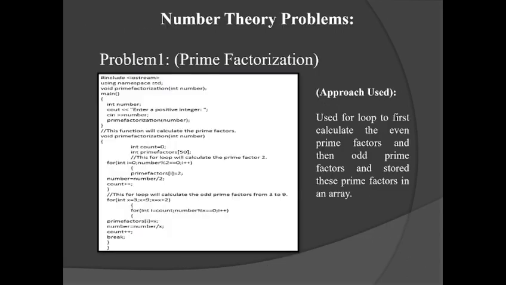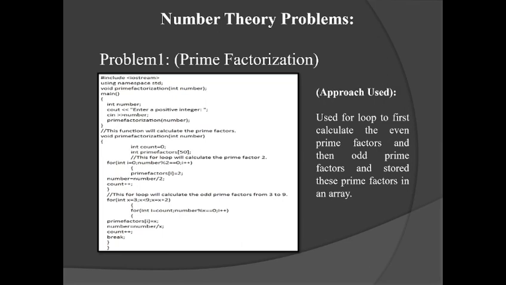Now I will explain the number theory problems. Problem 1 is to find the prime factorization. In this problem, I have to get a positive integer from the user and display its prime factorization. As you can see in the code, I have used a for loop to first calculate the even prime factors and then the odd prime factors, and stored these prime factors in an array named prime factors, and in the end I print that array.